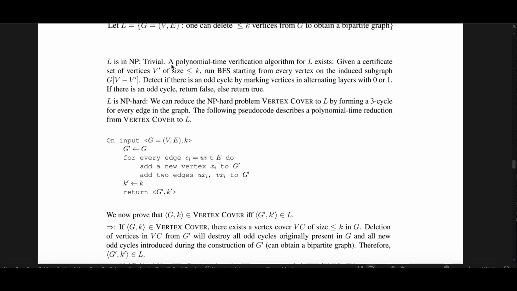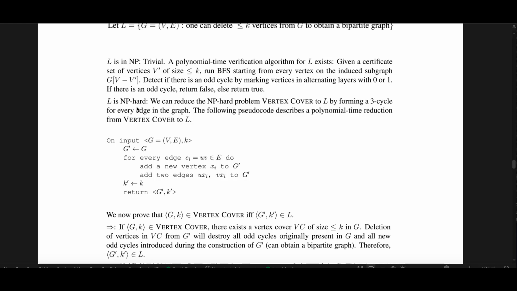Similar to the fourth question, let's look at the details. A polynomial time verifier for L exists. Given a candidate set of vertices V+ of size at most k, run BFS starting from every vertex on the induced subgraph and detect whether there is an odd cycle by marking vertices in alternating layers with 0 or 1. If there is an odd cycle, return false; otherwise return true.